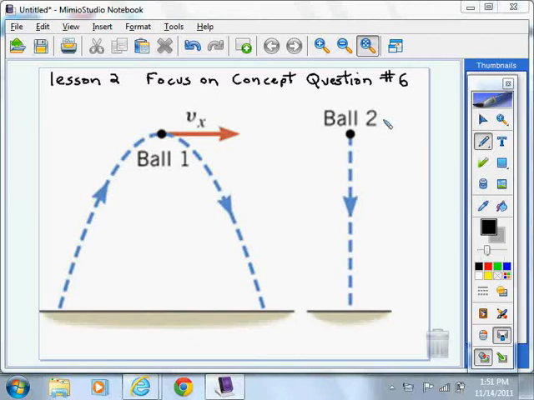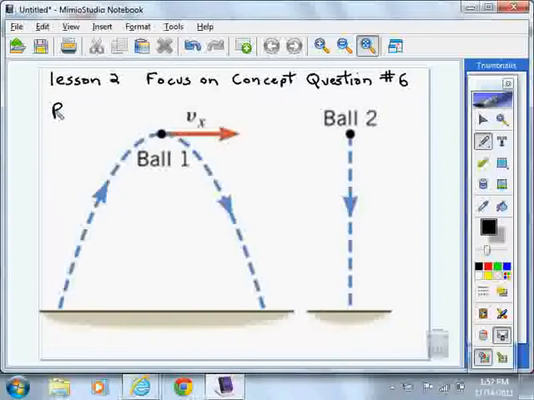Okay. So how's everyone still feeling? Not so good. Let's take a look at this question. Lesson 2, focus on concept question number 6. What page? This is page 81. Are you recording? Yes. Oh my.